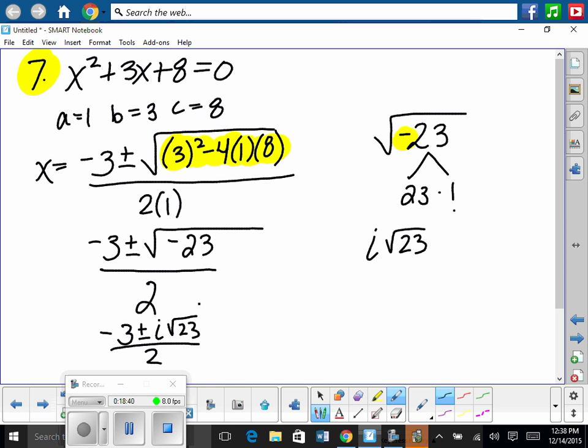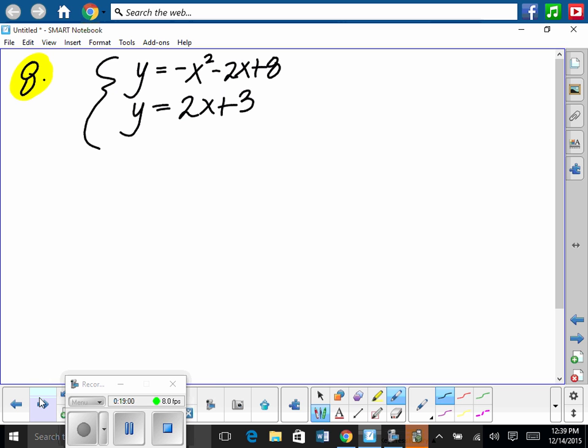And then all 3 things don't divide by anything. So this would be our final and prettiest answer. Now we have 2 answers. They're both imaginary answers. And that makes sense. We should have 2 answers because it's degree 2. So in this one we had 2 imaginary solutions. And notice they're conjugates of each other.